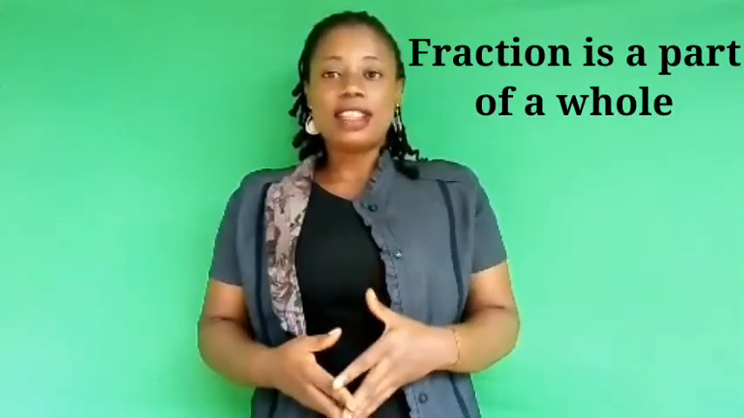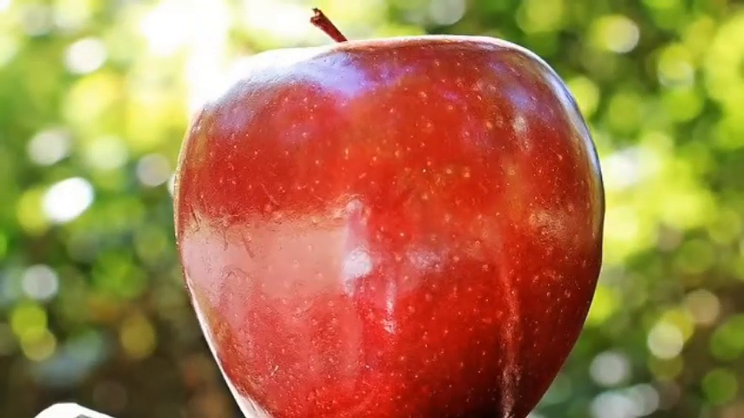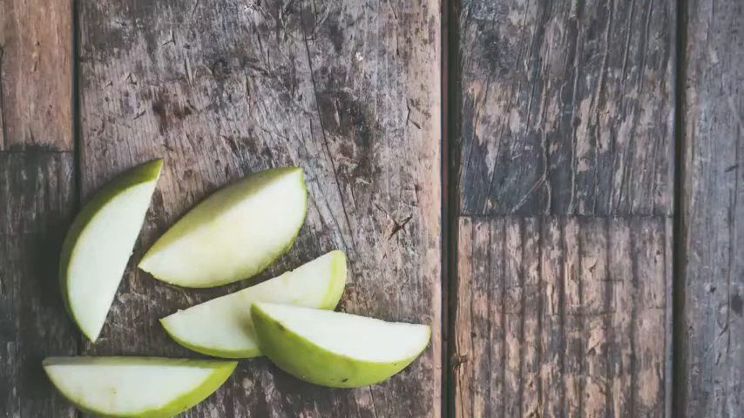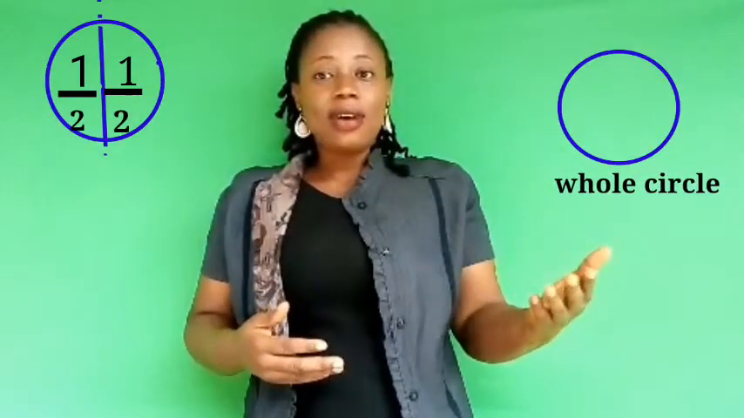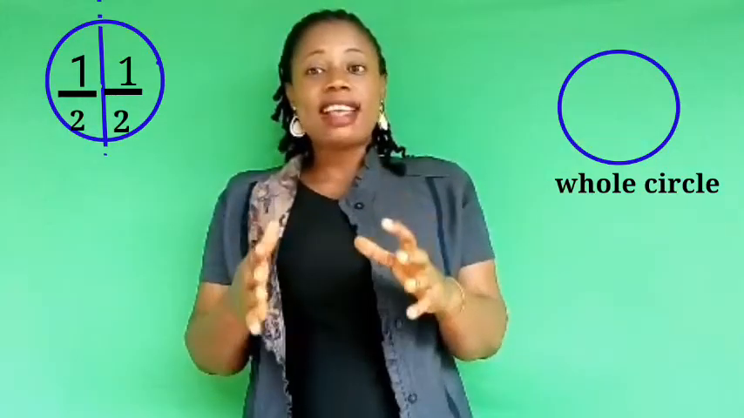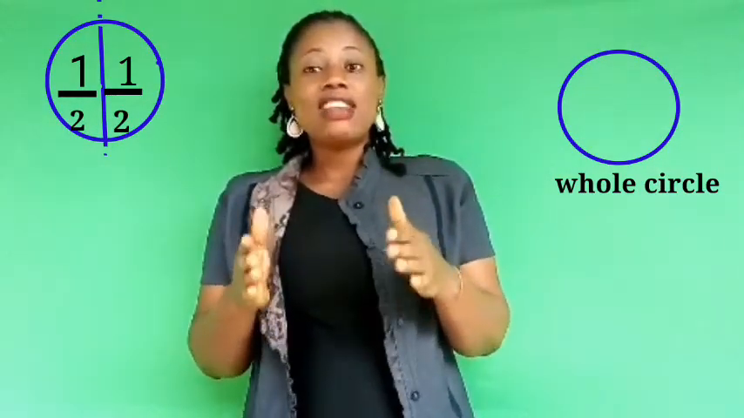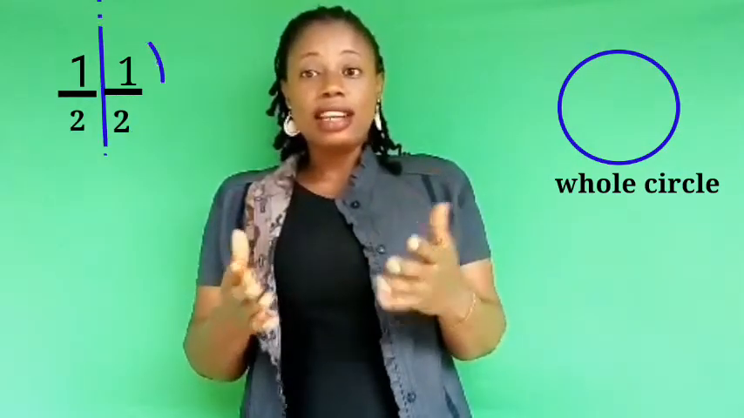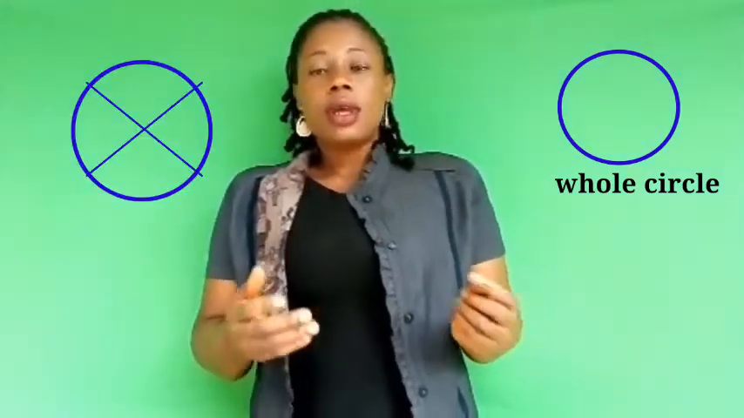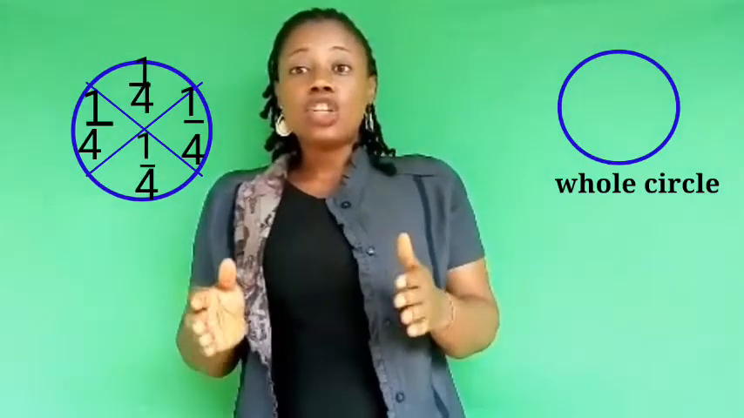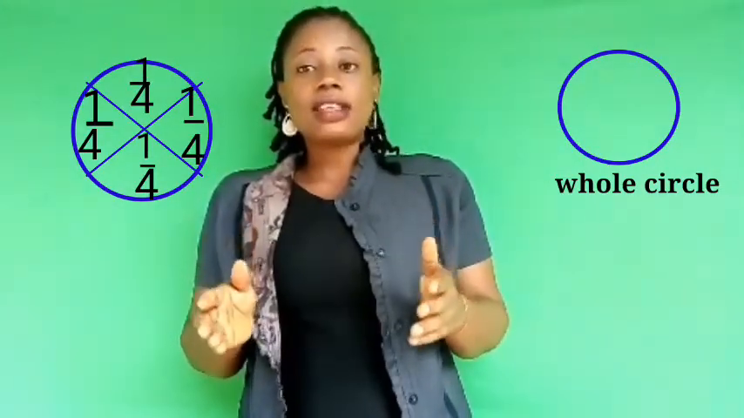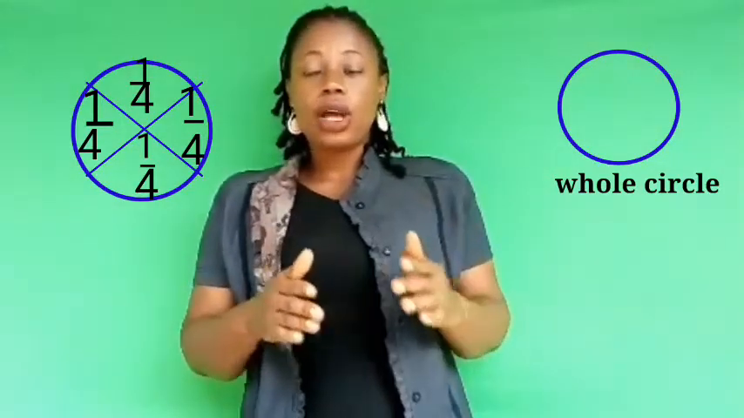Fraction is a part of a whole. For instance, we have seen the whole apple and we have seen the apple being cut in small pieces. Those small pieces are no longer whole, but they are in fractions. The whole circle, now this other circle has been shaped into two. So it is no longer whole, it is in fraction and it's 1/2. This other circle is shaped into 4 equal parts. So it is no longer whole, it is fraction.